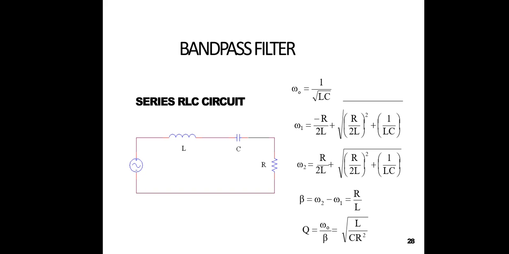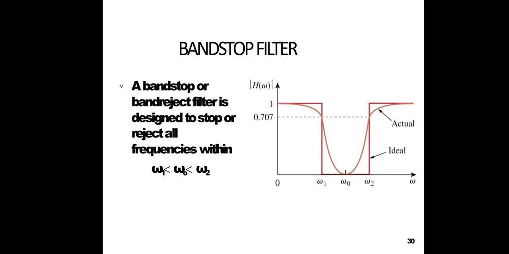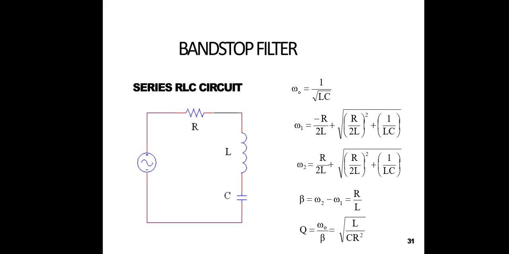You see the series RLC circuit like this and the parallel RLC circuit like this in a band pass filter. Similarly, this is a band stop or band reject filter, which is designed to stop or reject all the signals in a particular frequency range, that is in between omega 1 and omega 2 in this figure. Just observe that in the particular frequency range it only allows the signal. The actual response is like this and the ideal is like this. This is in between omega 1 and omega 2, so the upper and lower frequencies are omega 2 and omega 1 respectively.